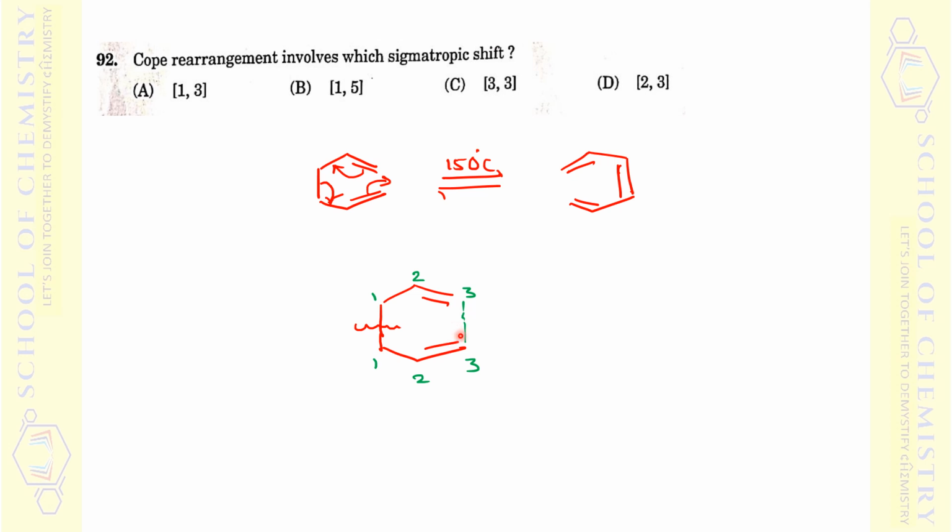It has been shown. Now, when you consider this bond broken and the partial bond formed step, you should just count the number of carbon atoms that are available in the fragments. So 1, 2, 3. Here also it is 1, 2, 3. So that's how this is considered to be a 3,3 sigmatropic shift. And option C, 3,3 sigmatropic shift, that is the answer. And of course, even if you know that Cope rearrangement is a 3,3 sigmatropic shift, you can directly answer this question.